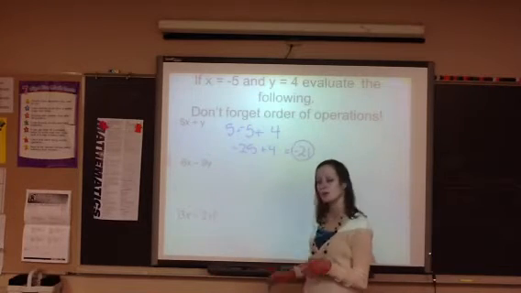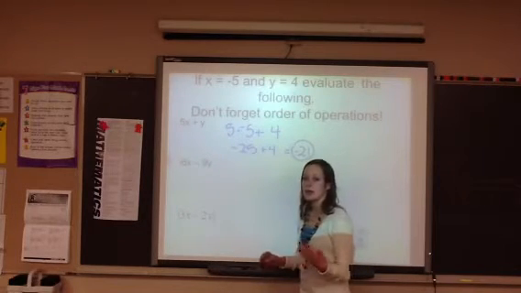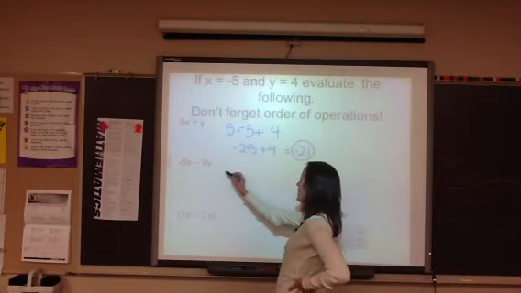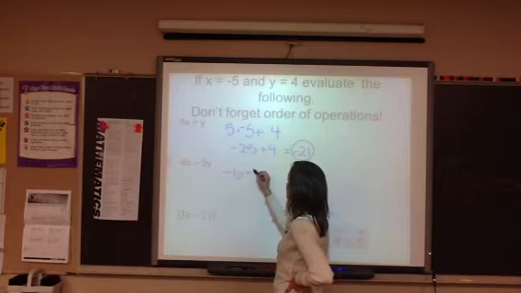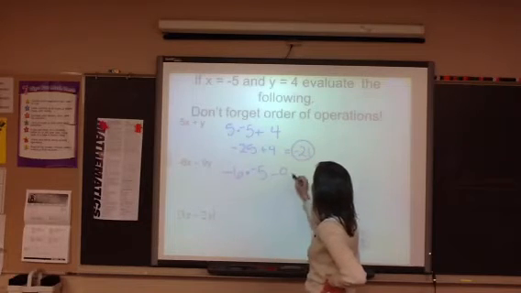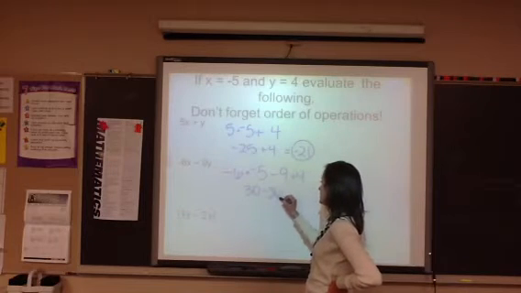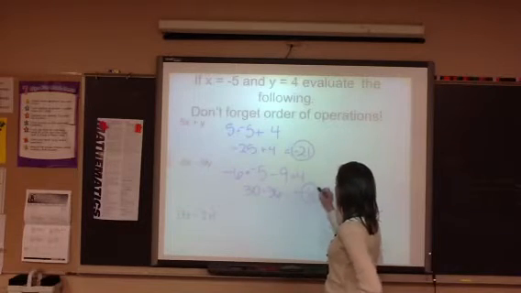Go ahead and try the other two. Pause the video. When you're ready, replay it, and you can see if you got the answers right. So what I did was negative 6 times negative 5 minus 9 times 4. So 30 minus 36 is negative 6.